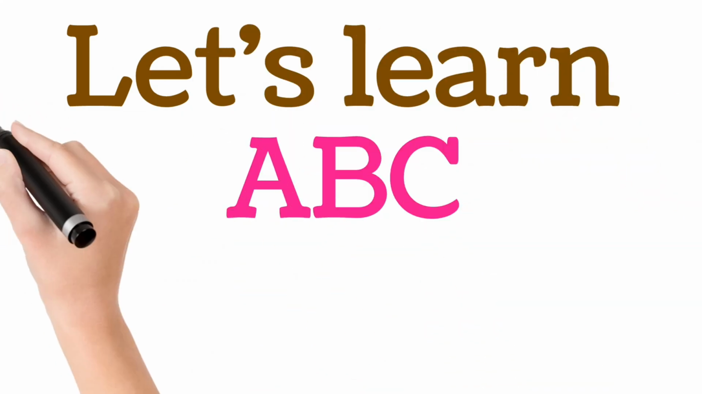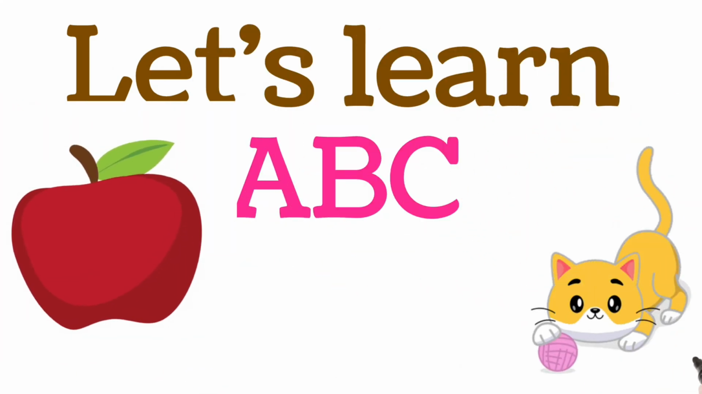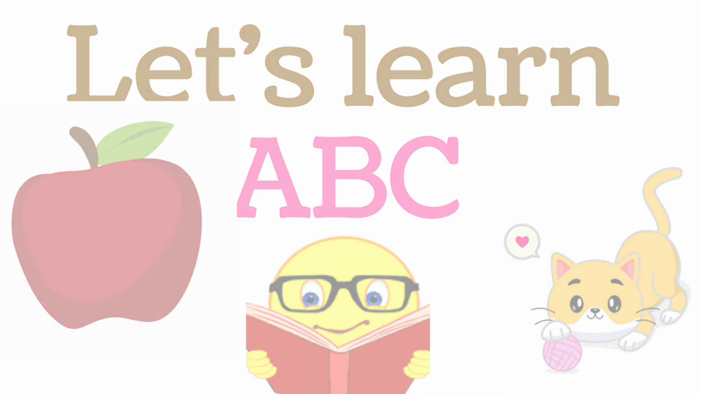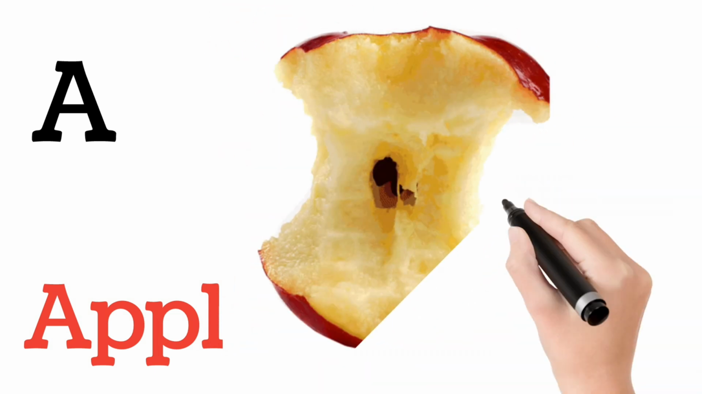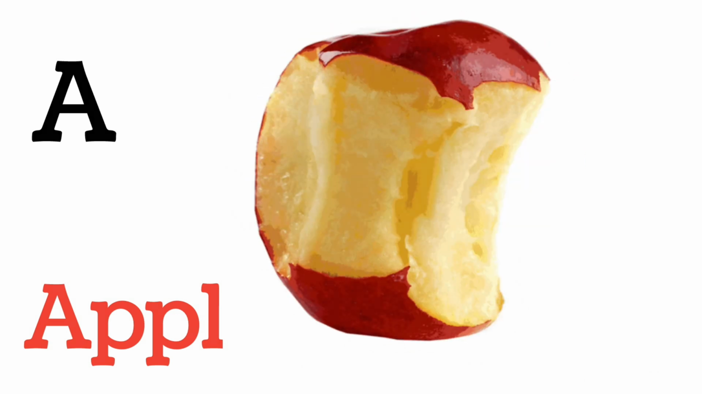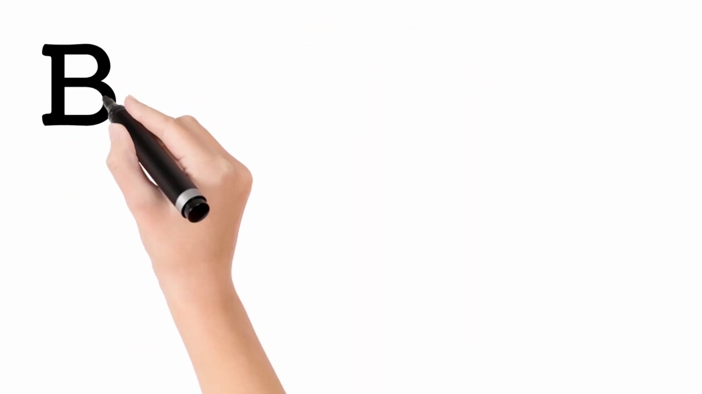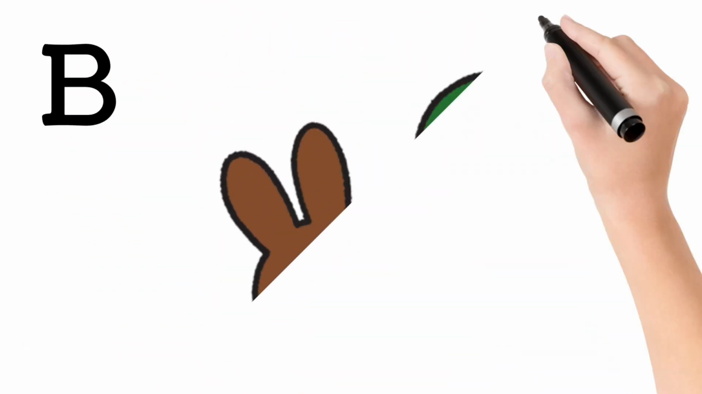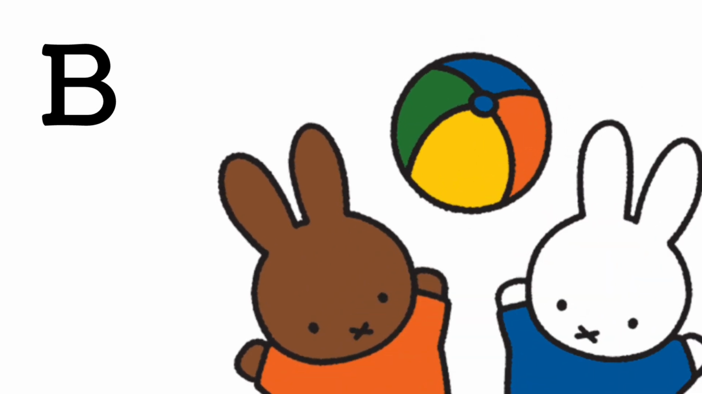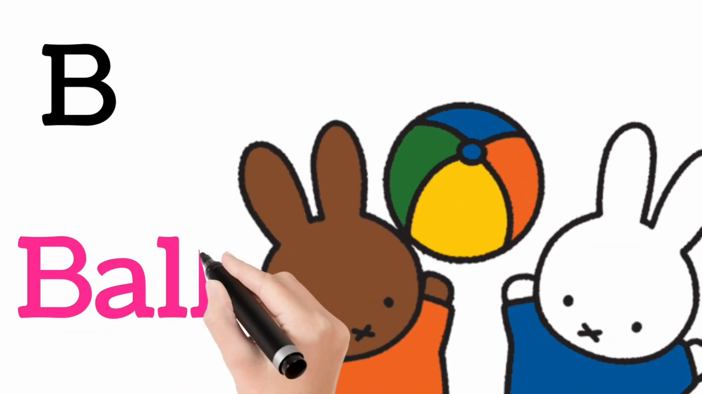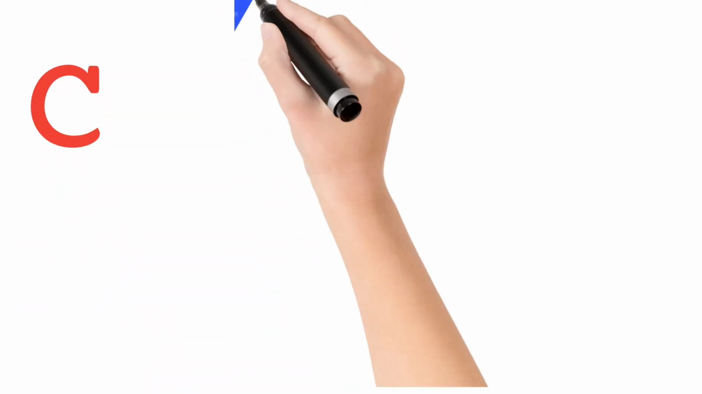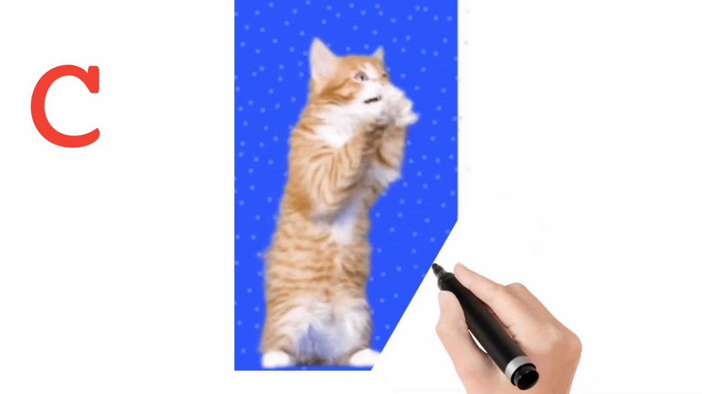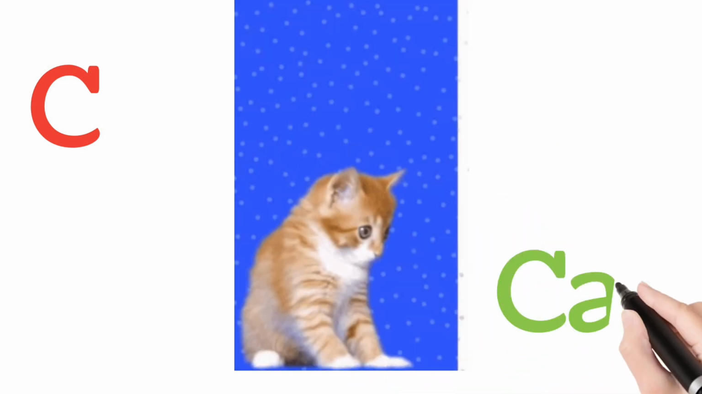Let's learn ABC. A for apple. A for apple. B for ball. B for ball. C for cat. C for cat.